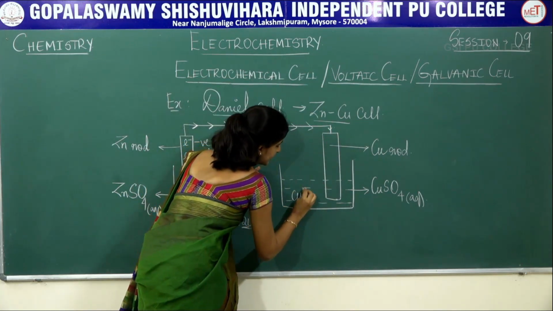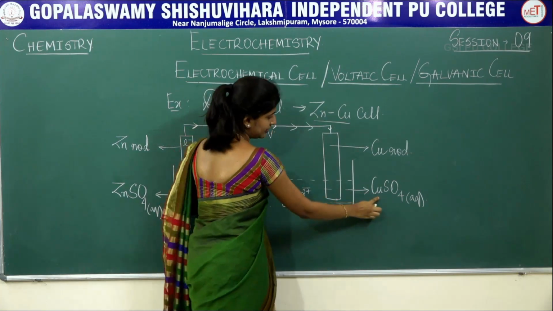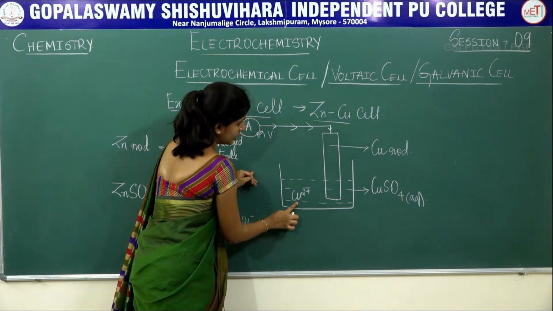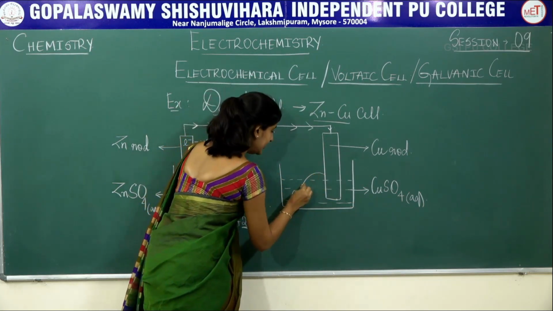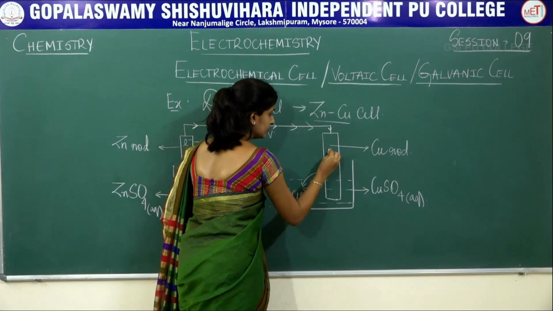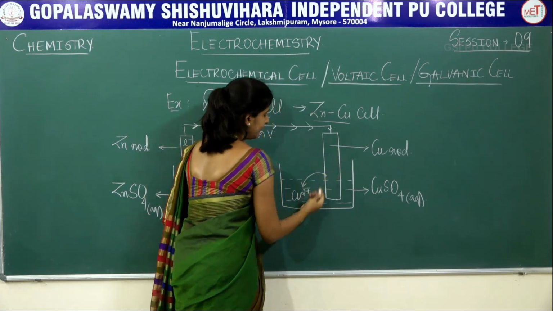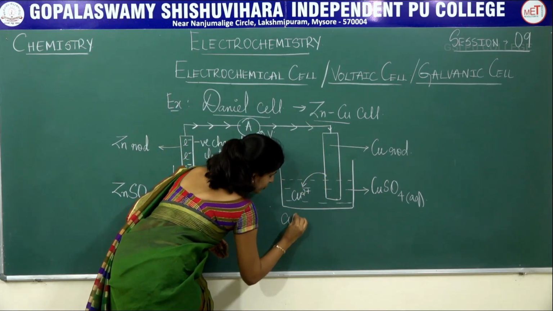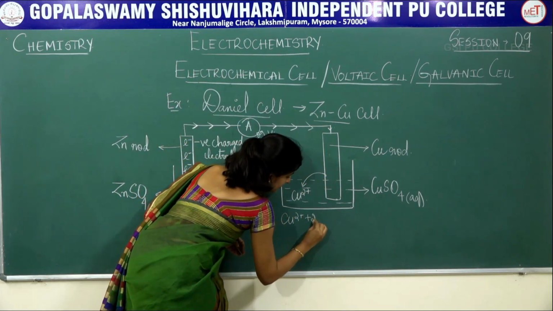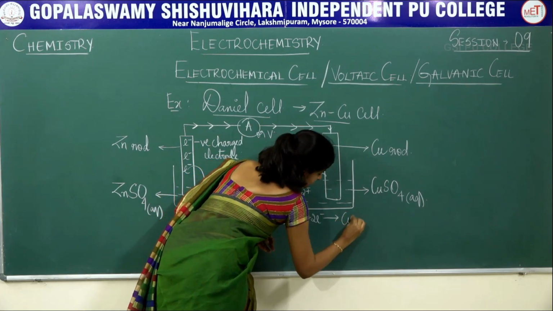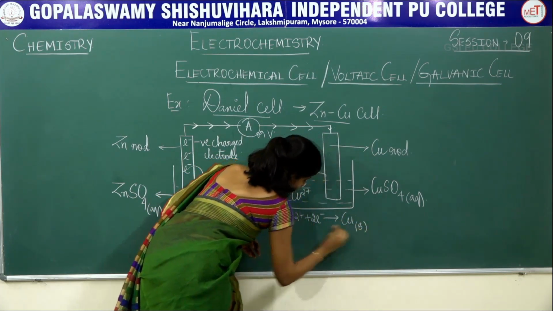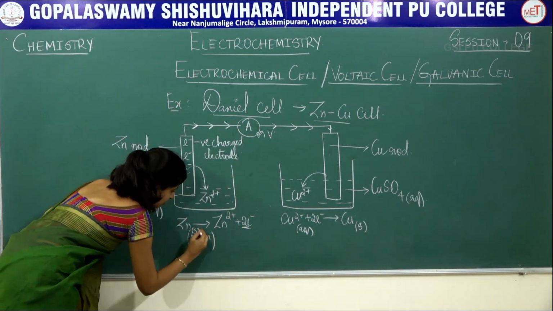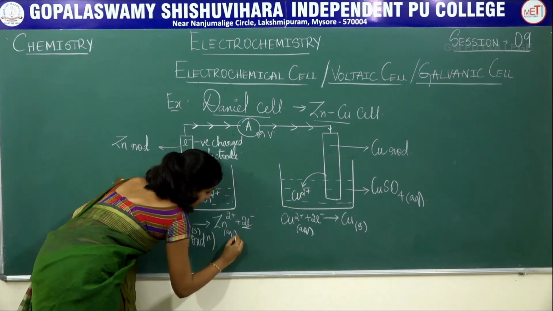The copper ions that are present in your copper sulfate solution, so this is your copper sulfate solution, the electrolyte, will accept the two electrons from the rod. That is, they will pull out the electrons coming from the external circuit and get reduced. Cu2+ plus 2 electrons gives Cu. Here it is solid, and the ions are in your aqueous medium.